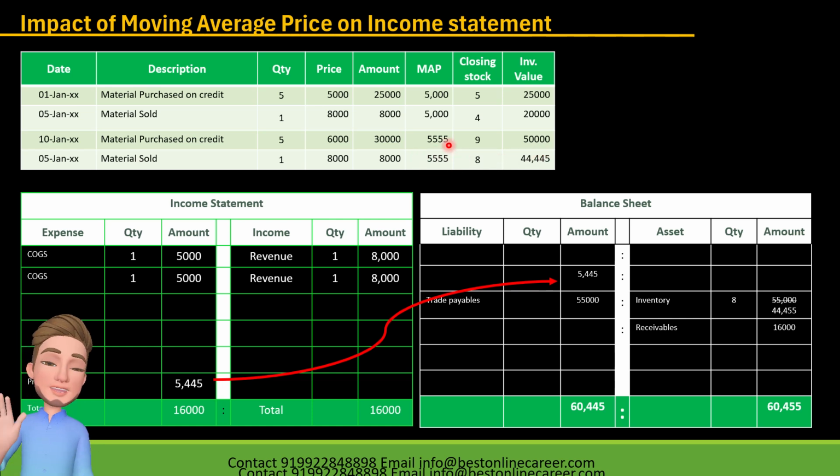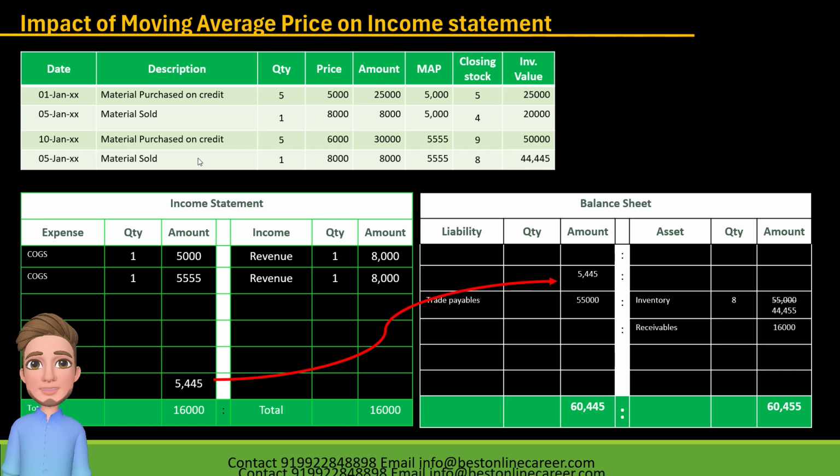Now, these are all numbers. But let's look at what is the impact on the P&L. Now, my inventory value at the end of the month. Let's look at the revenue. Revenue, I sold 2 units, 1 unit at 8,000, second unit at 8,000. Fair enough. The cost of goods sold, sorry, I had to make a quick correction. This was shown as 5,000. So my first unit which I sold goes at 5,000, right? On 5th Jan, when I sold my first unit, it has gone in as 5,000.